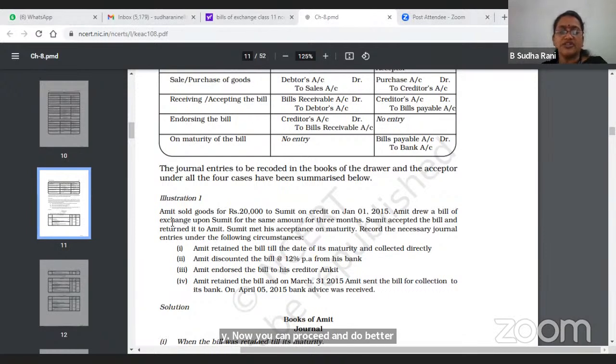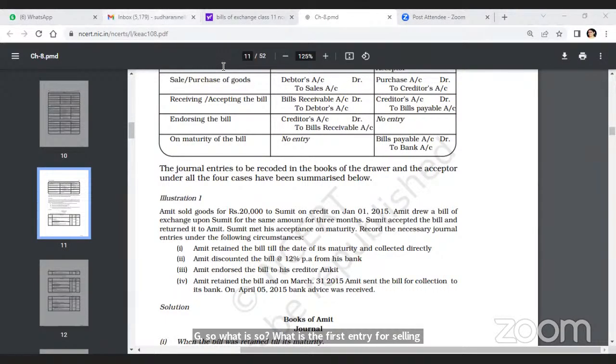So what is the first entry? It's for selling goods. So what is the entry? Debit account. So here who is the debtor? Sumit. The name is there now.